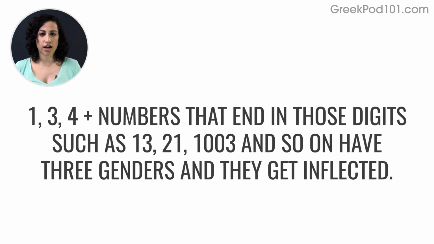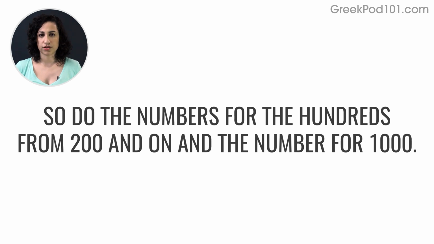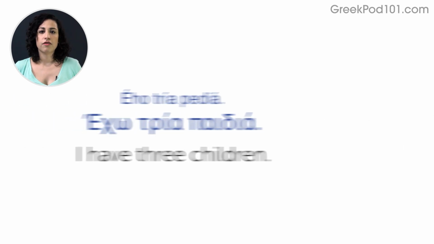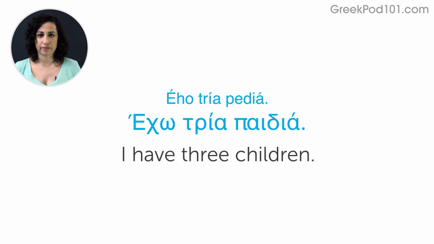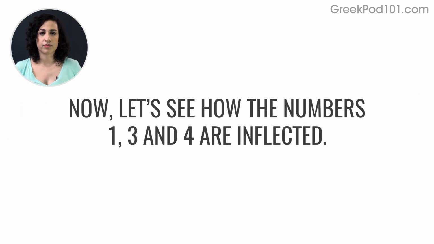The numbers 1, 3, and 4, as well as all numbers that end in those digits, such as 13, 21, 1003, and so on, have 3 genders and they get inflected. So do the numbers for the hundreds from 200 and on, and the number for 1000. For example, έχω 3 παιδιά. I have 3 children. Now let's see how the numbers 1, 3, and 4 are inflected.